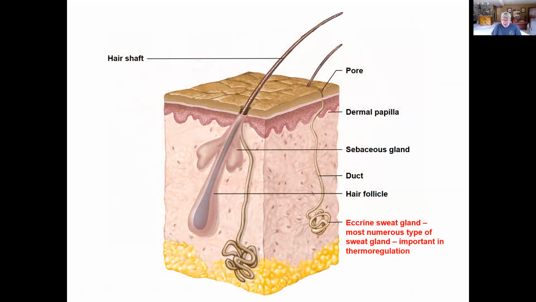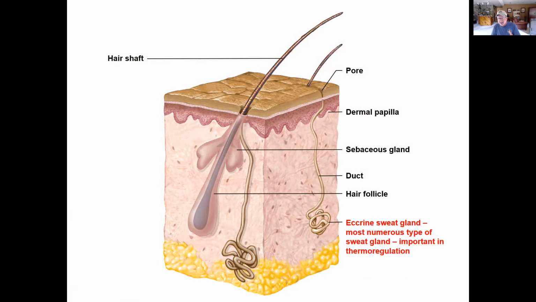Another interesting accessory organ, in addition to the sebaceous gland and the erector pili muscle and so forth, is the sweat glands. And we have actually two different kinds of sweat glands. I'm going to just mention the one here, and then we'll talk about the second one in just a moment. This is called the eccrine sweat gland, the most numerous of the two. And this is the one that we make use of in helping to provide ourselves with a constant body temperature.